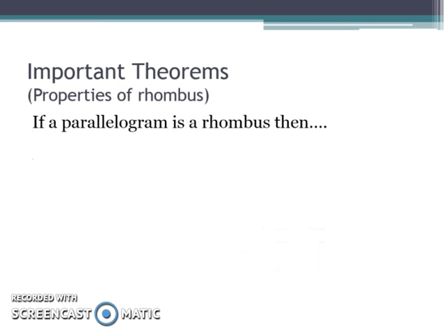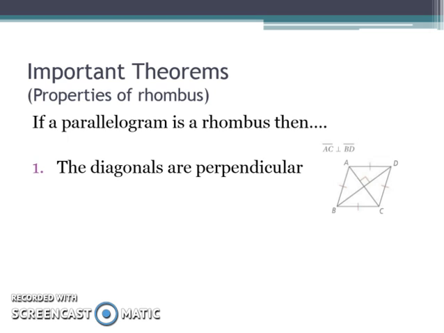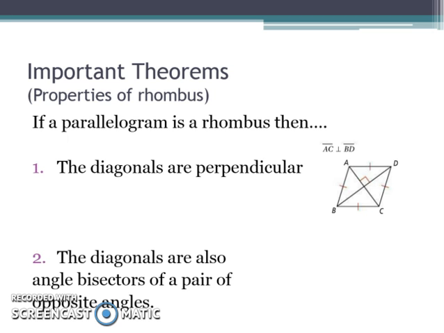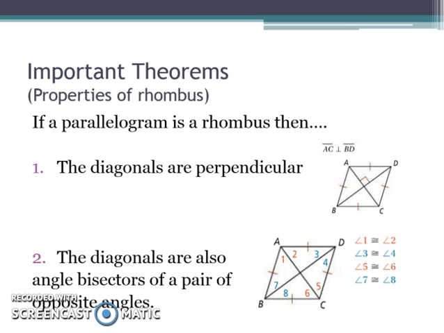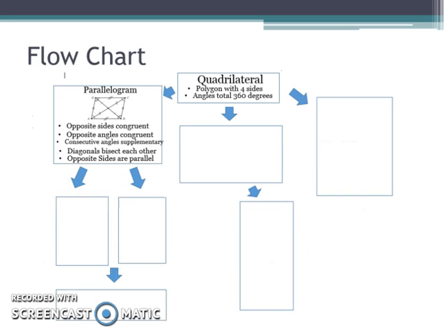So if a parallelogram is a rhombus, then one of the properties is that the diagonals are perpendicular. So what you're looking for is that the diagonals meet and form a right angle. The second property of a rhombus is that the diagonals are also angle bisectors of the pair of opposite angles. So we're saying that 7 and 8 are congruent, 3 and 4 are congruent, 1 and 2 are congruent, 6 and 5 are congruent.